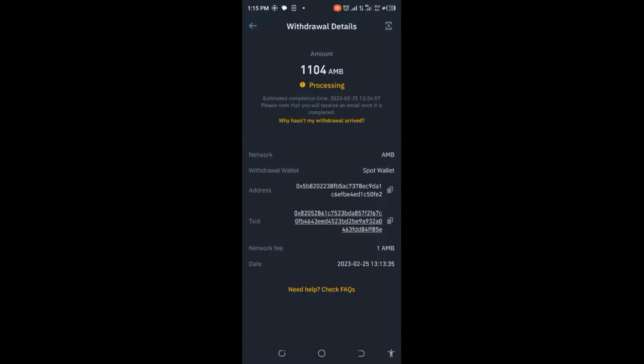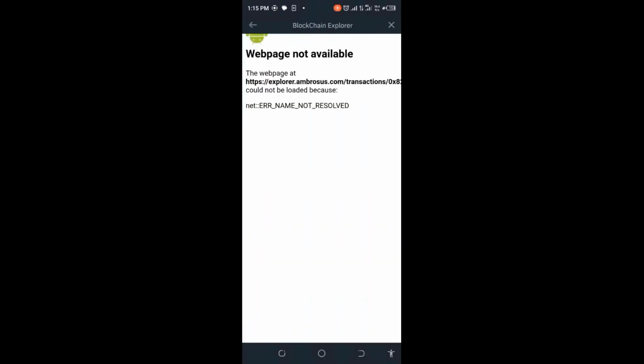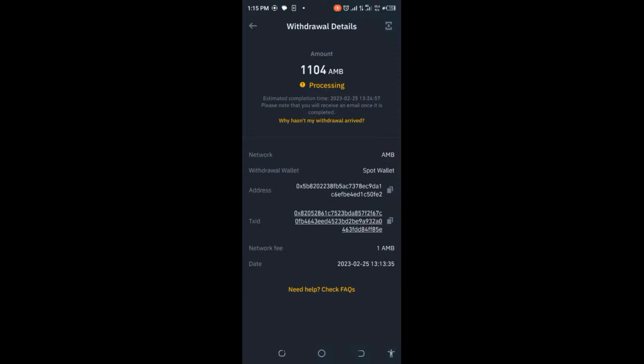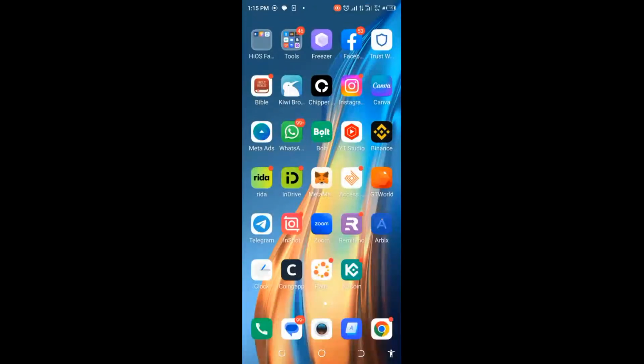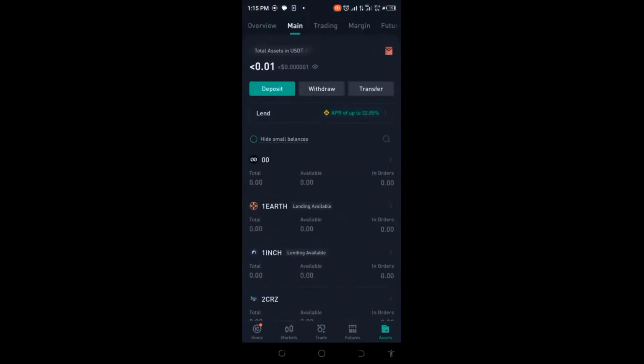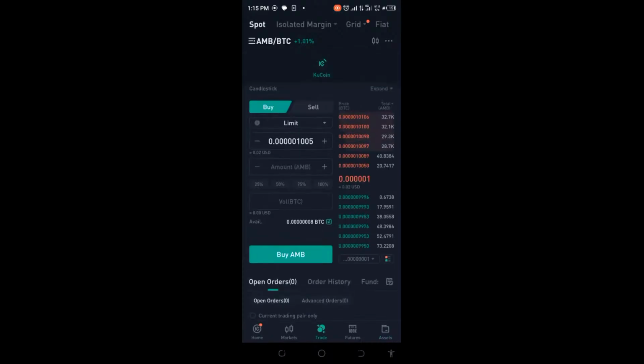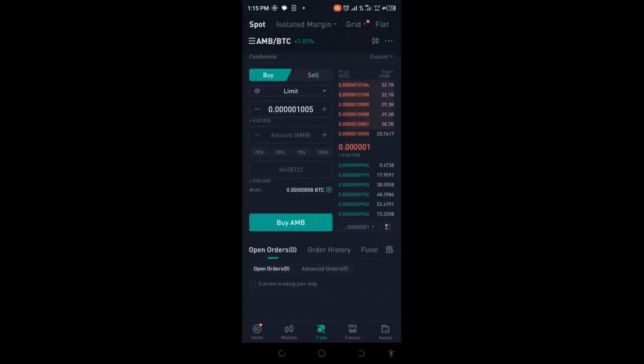You can see that our 1104 AMB is currently processing. For you to know, let's click on the transaction ID to see whether it will show us more info. Okay, this is not showing us any information. Let's just hold on a bit and see how long this will take. Let's go over to KuCoin and see what's going on there. Let's hope and pray that the price is still the same. It still looks the same.